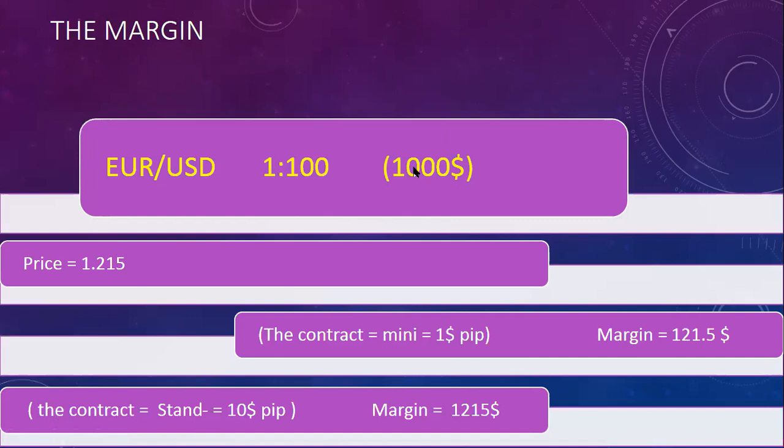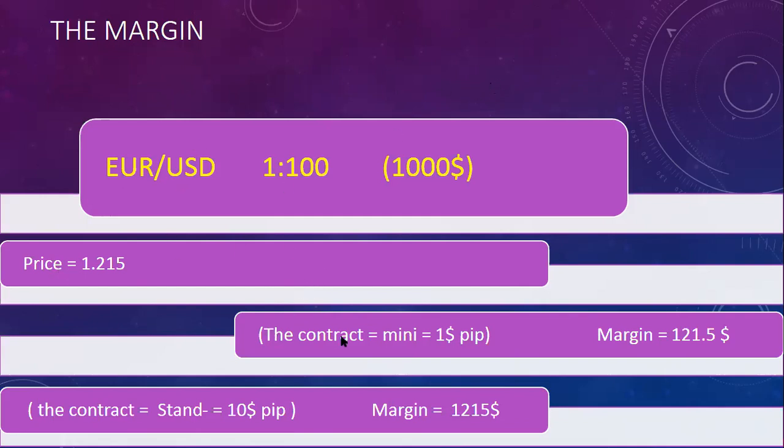for my trade. So for example, I am now trading in euro dollar, and the company gives me 1 to 100 leverage. I have $1,000. The company gives me 1 to 100 leverage, and I trade, for example, in euro dollar now. The price of the euro dollar now is 1.215. This is the price of the euro dollar showing on the chart, okay?